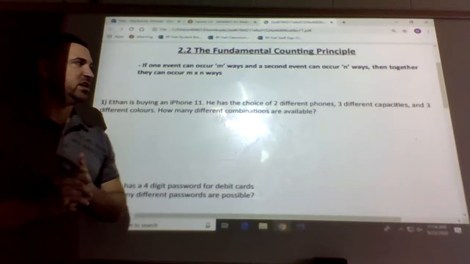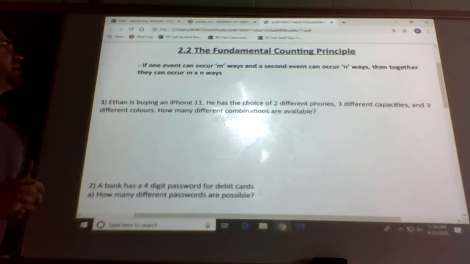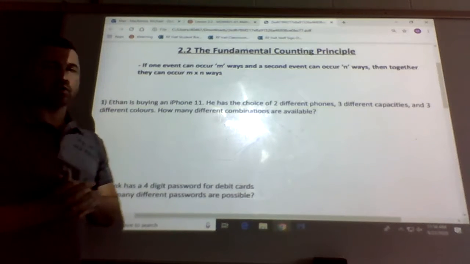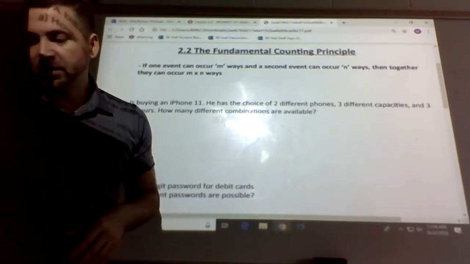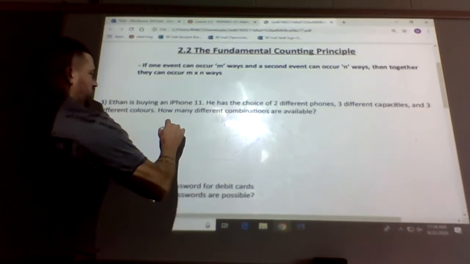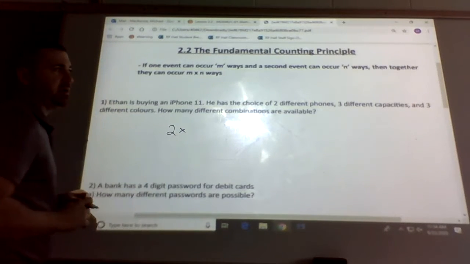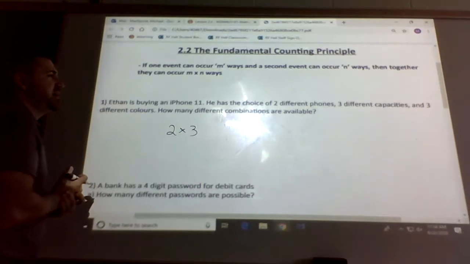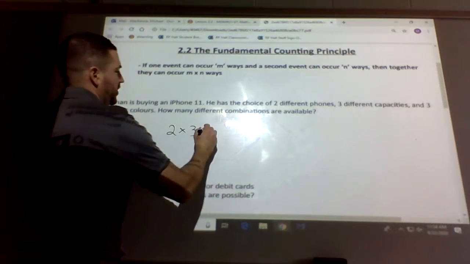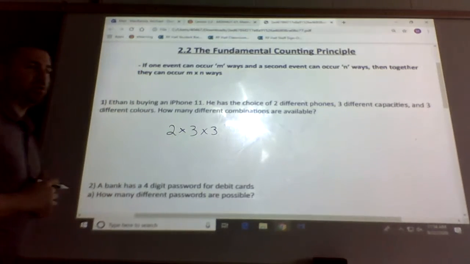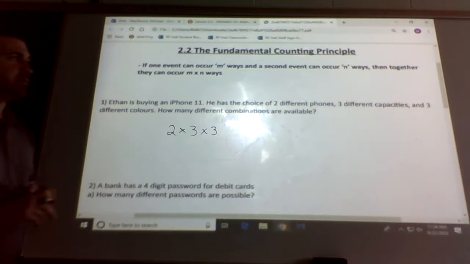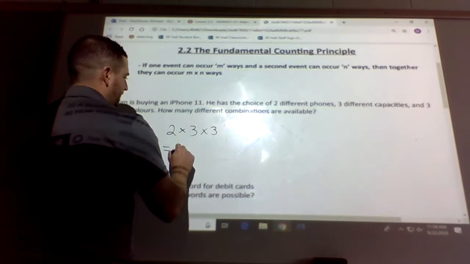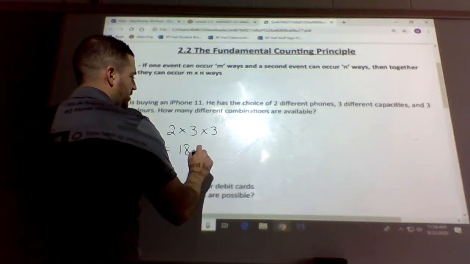Okay, so number one here, Ethan is buying an iPhone 11. He has the choice of two different phones, three different capacities, and three different colors. How many different combinations are possible? Well, if we have two phones, then we can multiply it by three different capacities that those two have, and then times it again by the three different colors. So all we have to do is multiply the options together. So 2 times 3 times 3 gives you 18 different combinations.